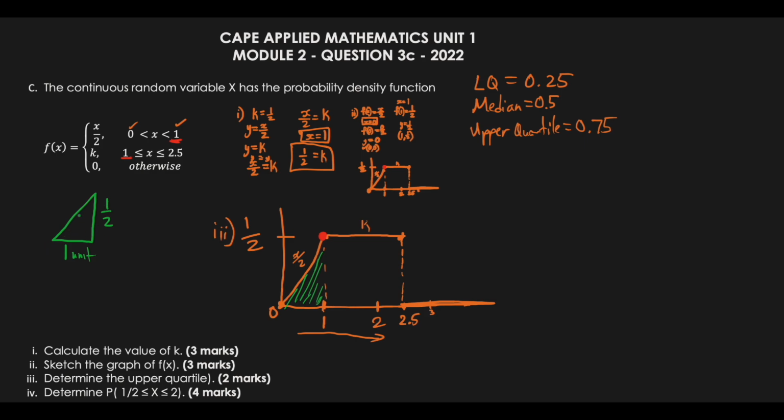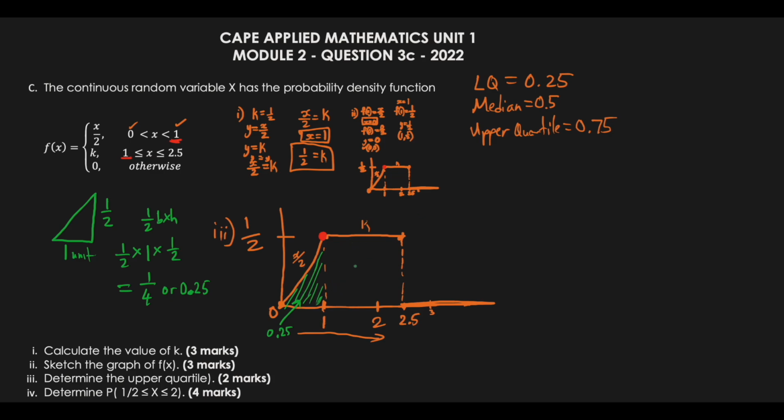So let's see what the area would be. The area of a triangle is half base times perpendicular height. So in this case, it would be half multiplied by 1 times the height, which is a half. So this gives me a quarter, which is the same as 0.25. So we know that the area in this one here represents 0.25. So in that case, if we wanted the lower quartile, it would actually have been 1. So let's continue our calculations.